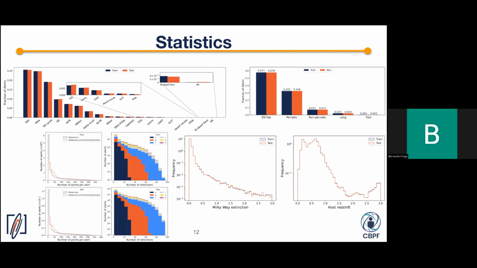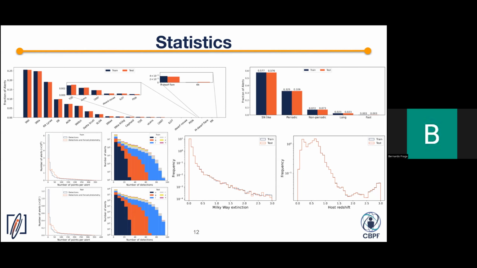So forced photometry is important for the classification because it increases the number of points that the models see, and is actually better for classification. And the right panel just shows the number of detections per filter. You see that the u filter, as expected, has a very small number, and then g, r, and i are more evenly distributed.